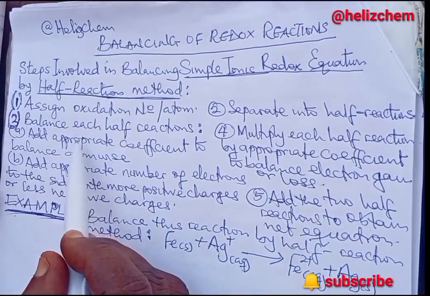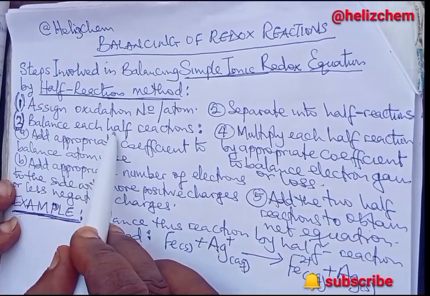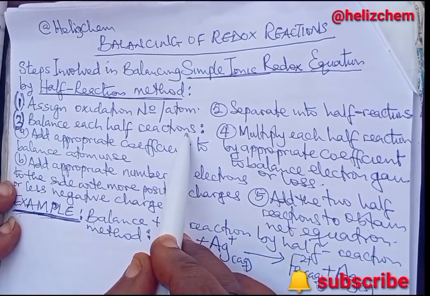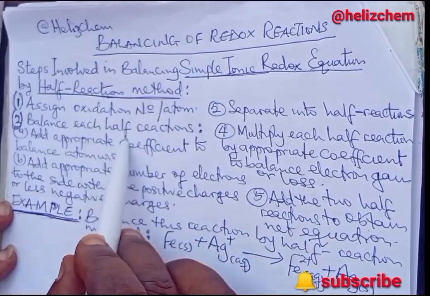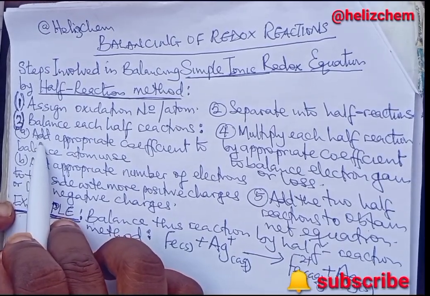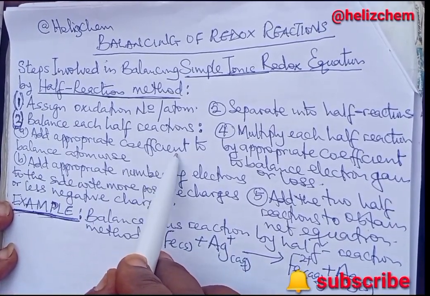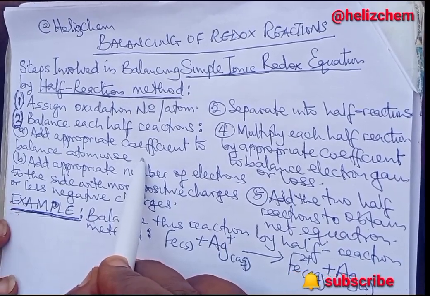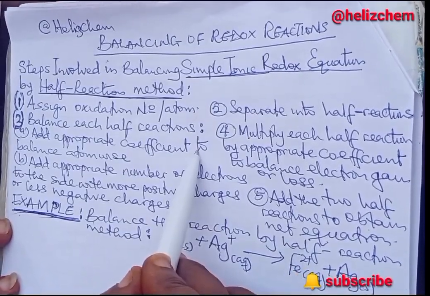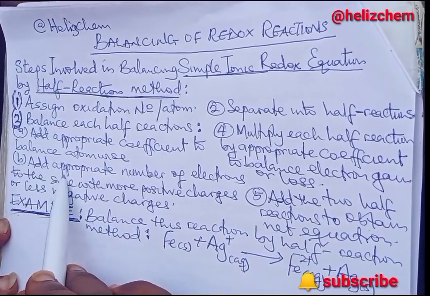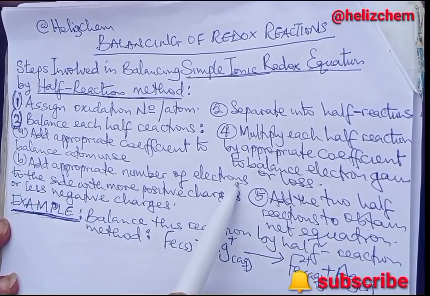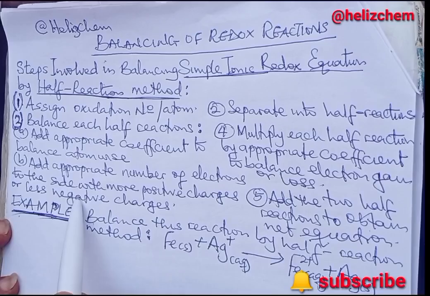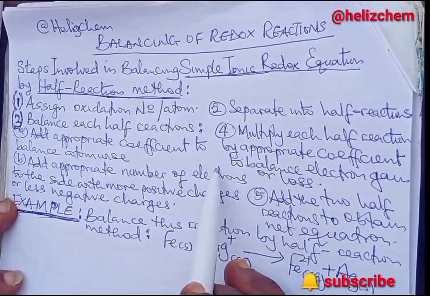Having done that, you balance each half reaction. How do you go about the balancing? To balance each half reaction, you must add appropriate coefficients so that you balance the atom. After balancing the atom, you add appropriate number of electrons to the side with more positive or less negative charges.